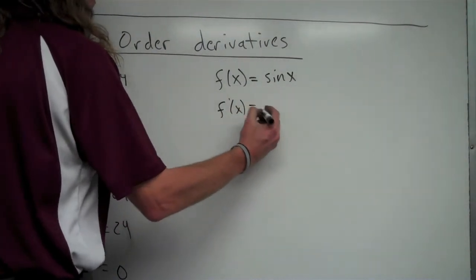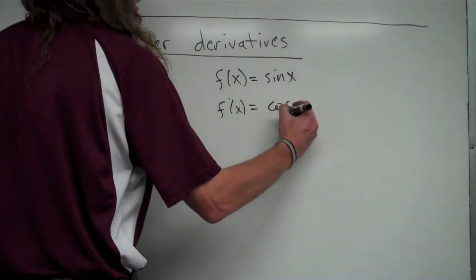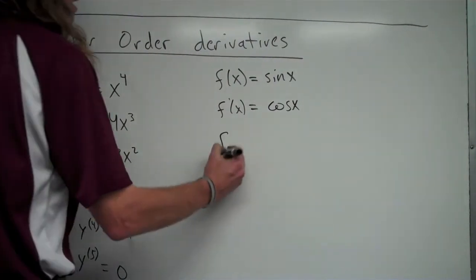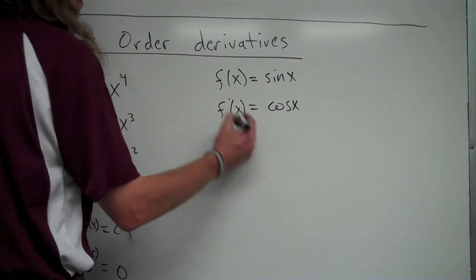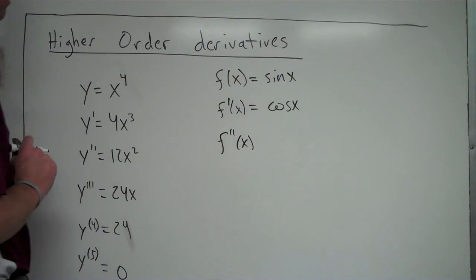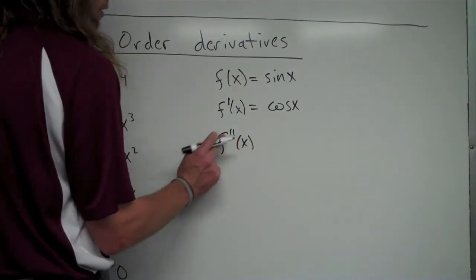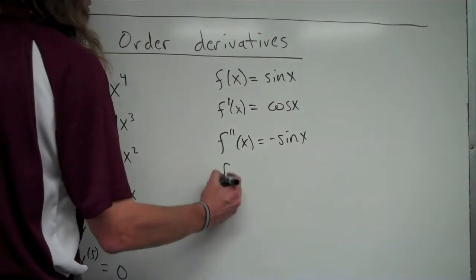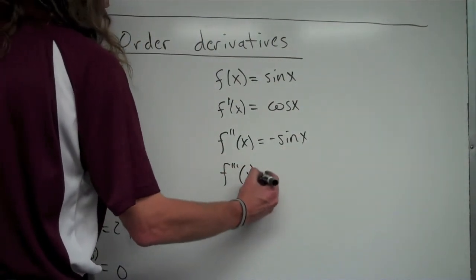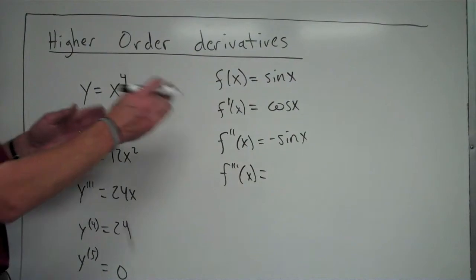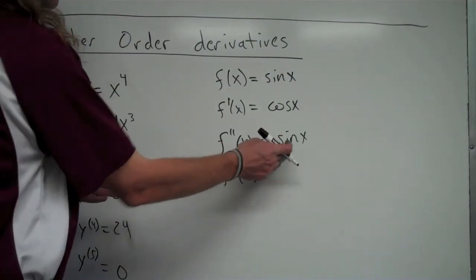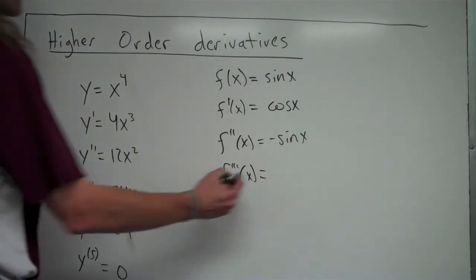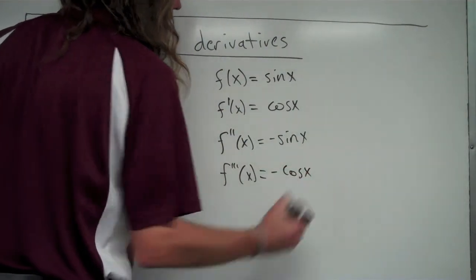The derivative of that is equal to cosine x, that's the first derivative. The second derivative, make sure you can see my derivative sign right there, that's a little prime. My second derivative, f double prime, is equal to negative sine x. My third derivative, the negative is a constant, it's going to go along for the ride, and the derivative of sine is cosine, so it's just going to be negative cosine x.